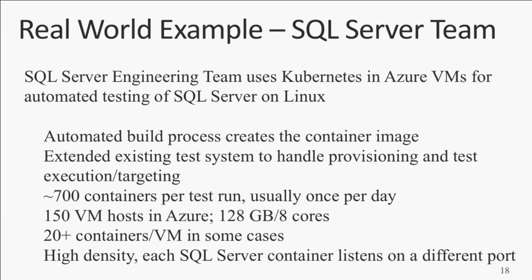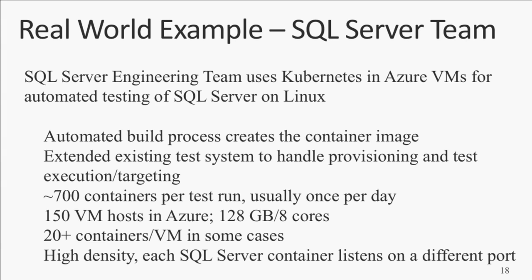So we have about 700 containers that get spun up every day to do our automated test run. And we run over 1 million tests against those 700 containers. We have 150 of these VMs in Azure, and each of them has 128 gigs and 8 cores. And we sometimes stack up to like 20 containers per VM. So we get much higher density of testing this way as opposed to deploying virtual machines for our tests. Not only do we get much higher density, but it also lowers our costs and it makes the test execution times much faster. As we'll see here in a minute, it takes a second to deploy a new SQL Server container onto a Kubernetes cluster if the image is already there, as opposed to potentially several minutes to deploy a virtual machine in Azure.